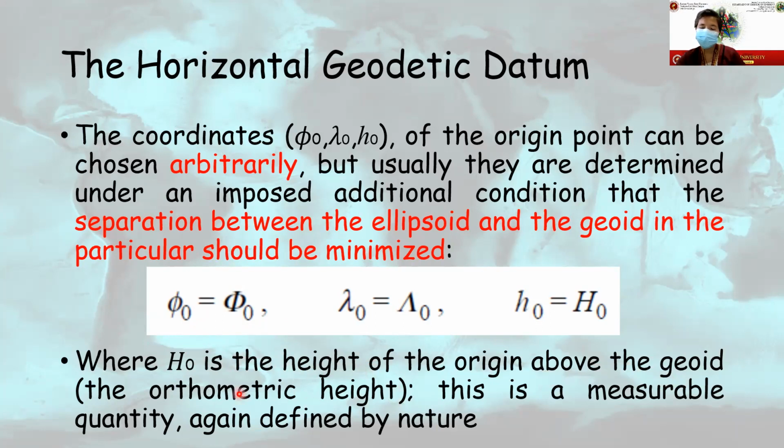Which means the orthometric height, di ba? The orthometric height is measured from the geoid to the surface. The ellipsoidal height is measured from the ellipsoid to the surface. So this is a measurable quantity, again defined by nature. So H0 can be observed and can be identified using several methods of observation.